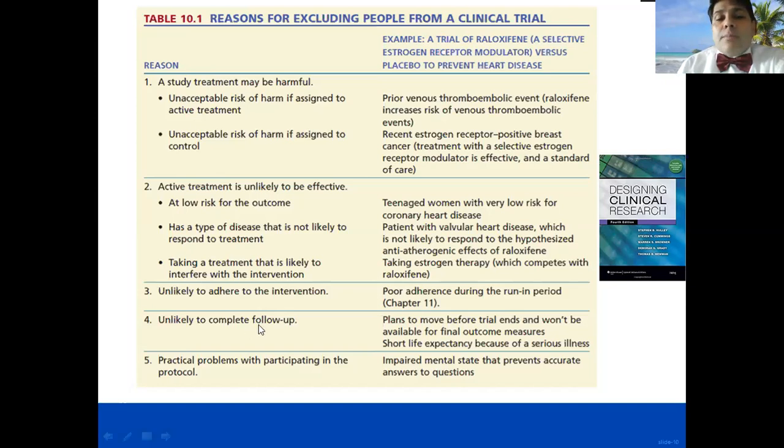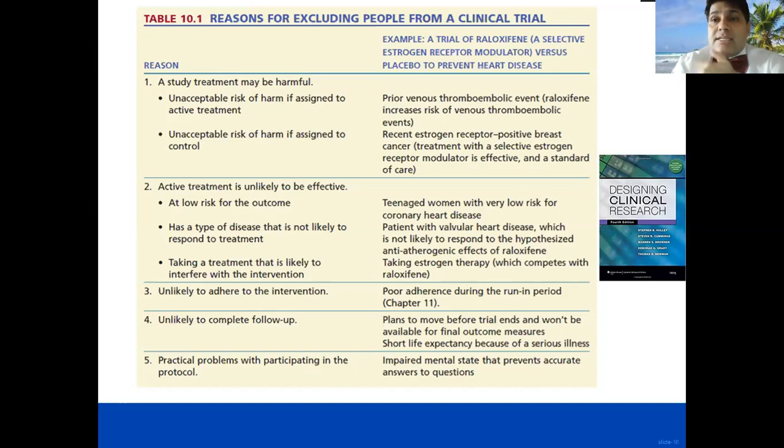Then being unlikely to follow up is something important. Sometimes these trials require the patients to come back again after several weeks or several months, and keep coming back for a follow-up or having a phone call. If they're likely to move away from certain states or cities, or they're from a different part of the world, then sometimes they get excluded because you know that they'll be lost to follow-up, and that might not be a good thing. And then patients who have any issues understanding the protocol. So sometimes patients with impaired mental status, patients with Alzheimer's disease or dementia, sometimes they get excluded, or they should be excluded from these trials.